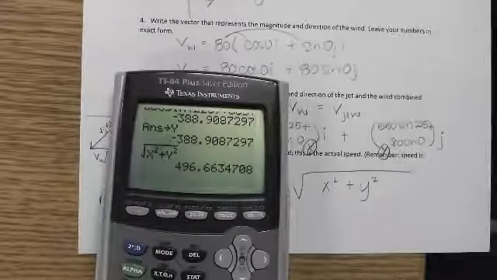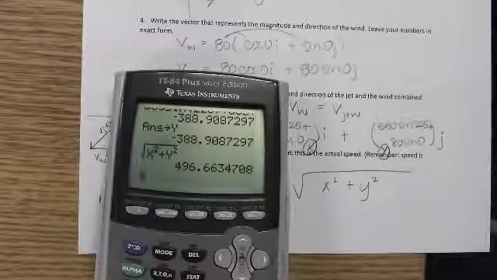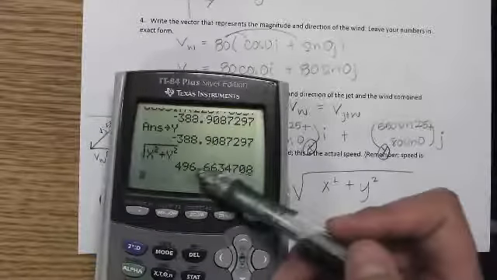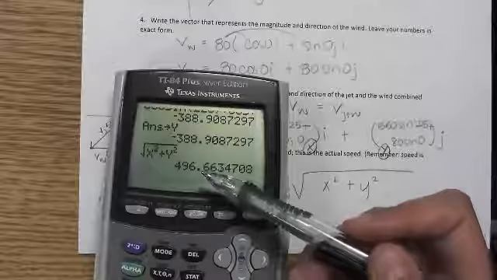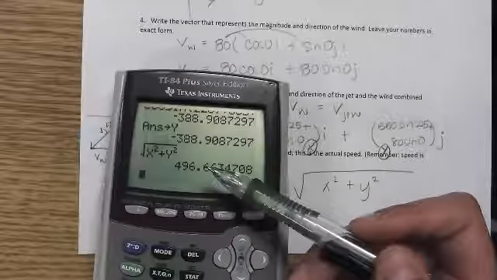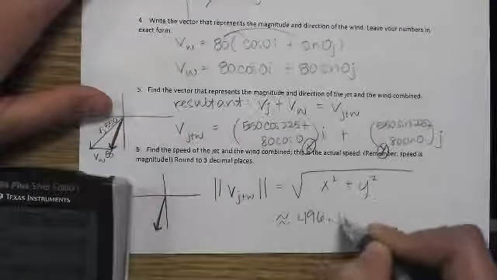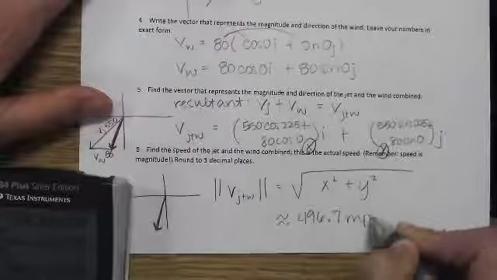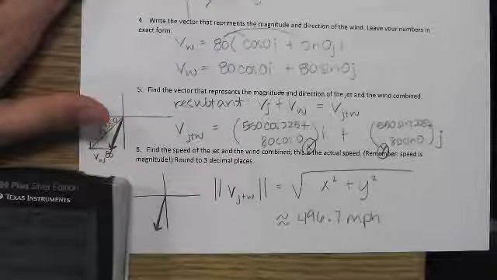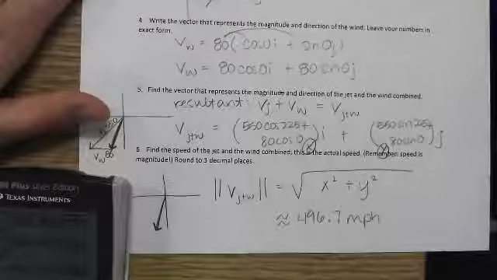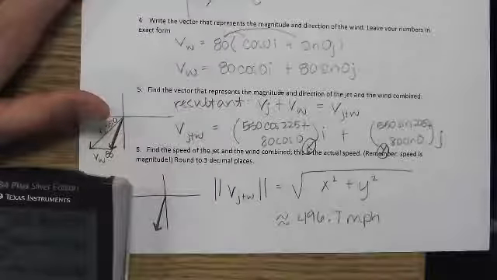So how fast is the plane actually flying? Yeah. And does that make sense if it's flying into some wind, that the wind is pushing it back, the wind would slow it down a little bit? Okay. So we're going to say when we typed this in, we got 496.7 miles per hour. And we're going to leave it right there for today so we don't overwhelm ourselves.